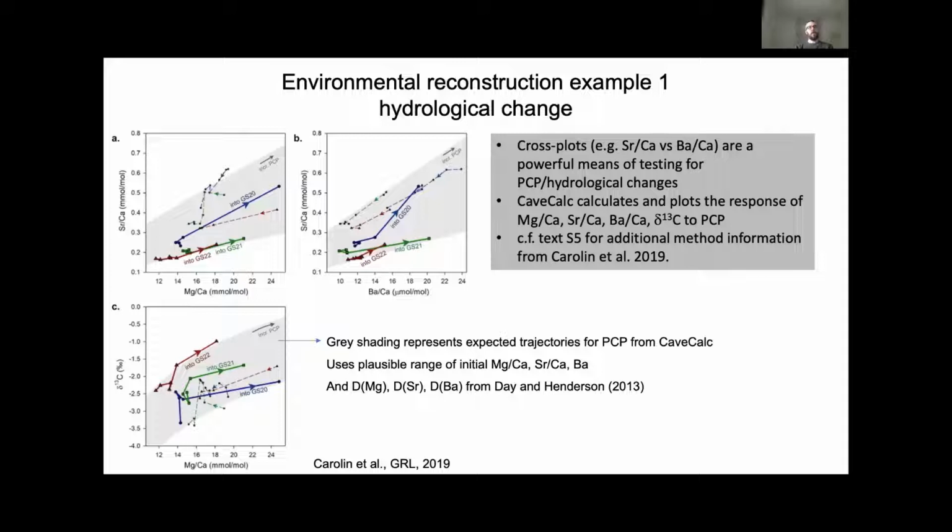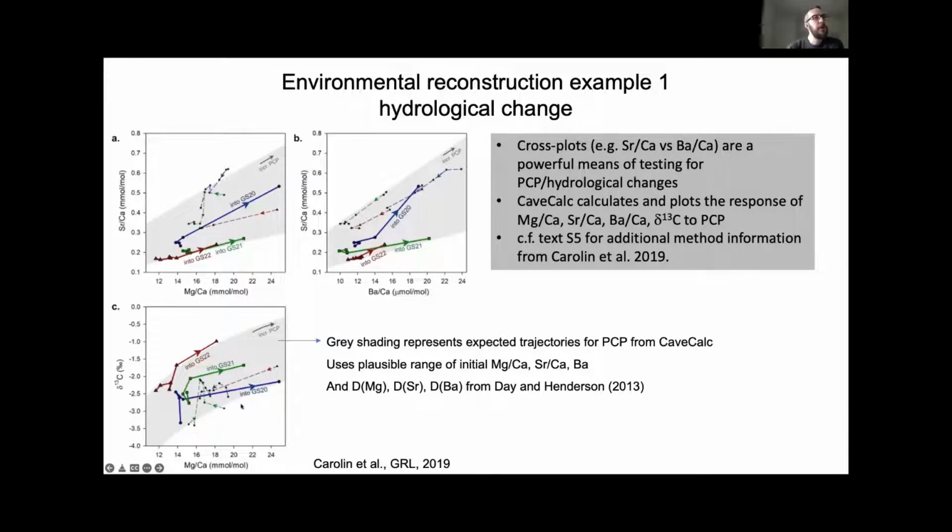That grey shading is using CaveCalc together with a plausible range of initial solution magnesium calcium, strontium calcium, and barium calcium values. That is what is introducing that nice grey uncertainty area. They're also using standard partition coefficients from laboratory experiments. And for those different stadial events, we have this nice agreement between the measured points and the predicted behavior for prior calcite precipitation based on CaveCalc.